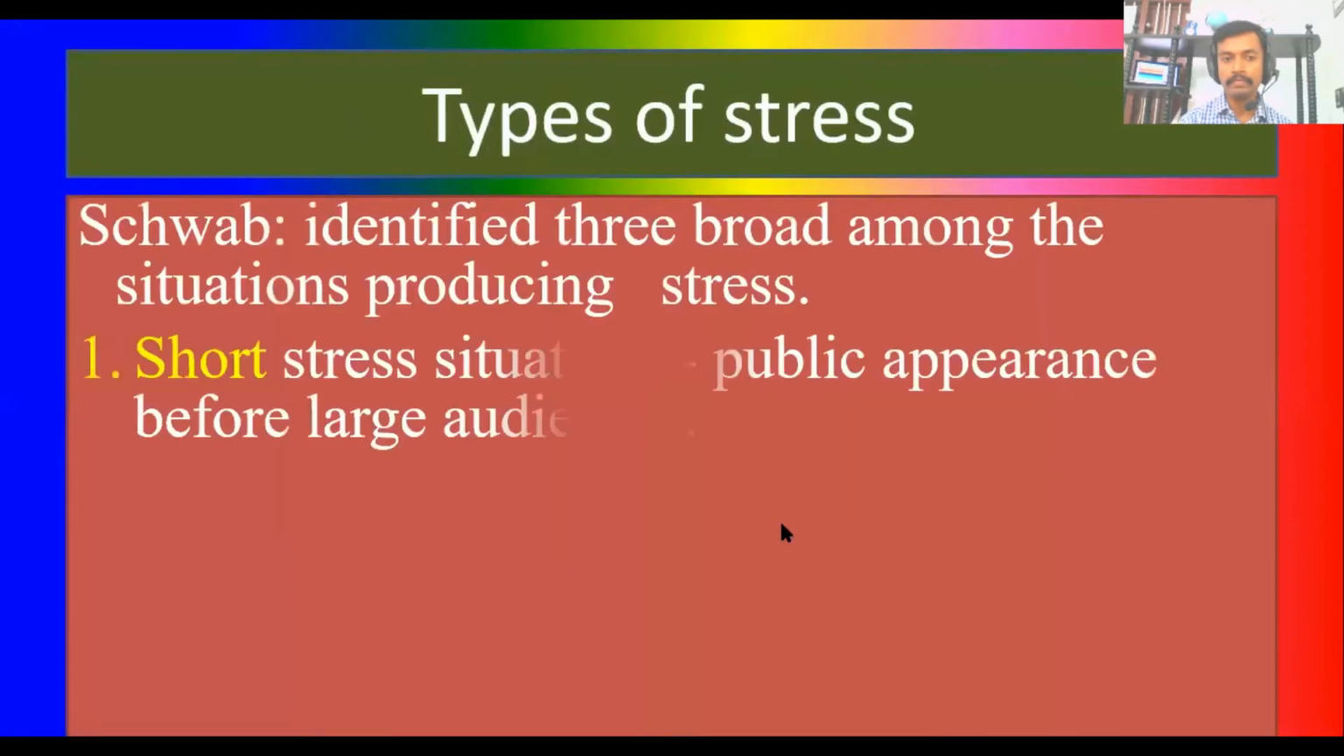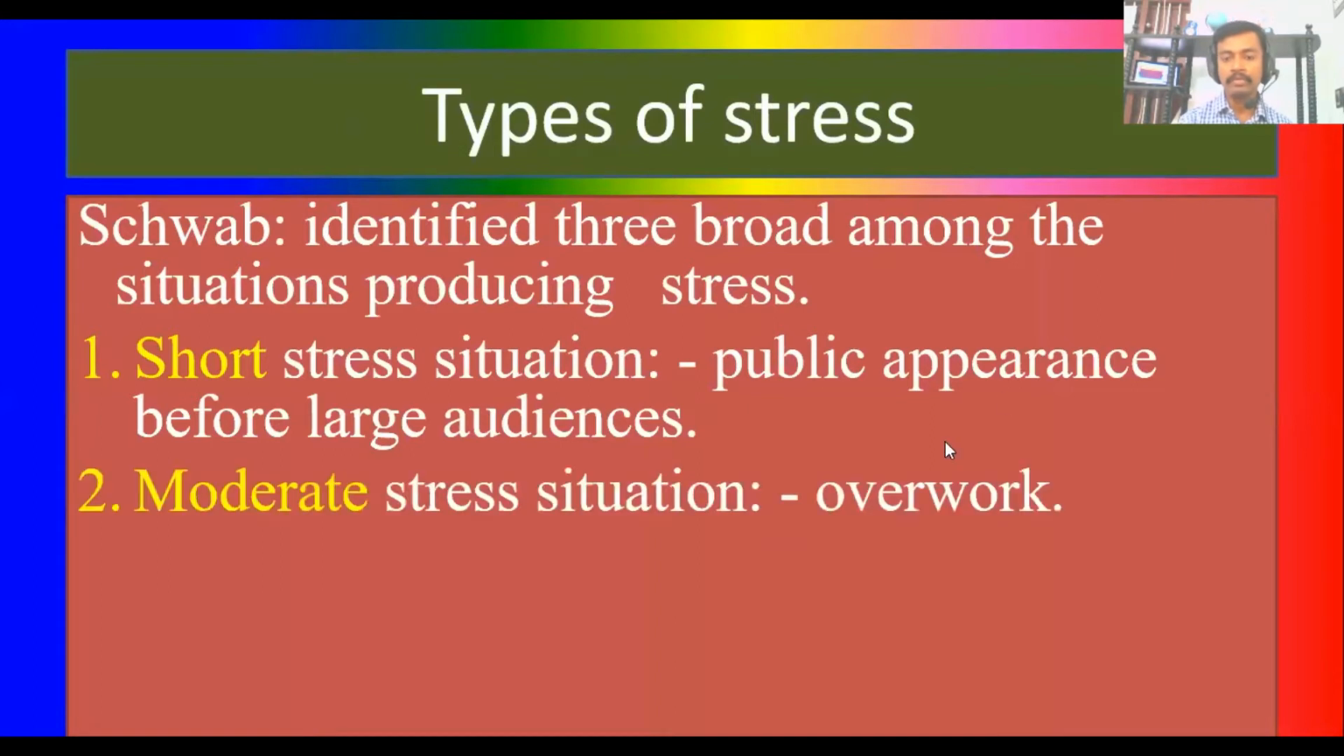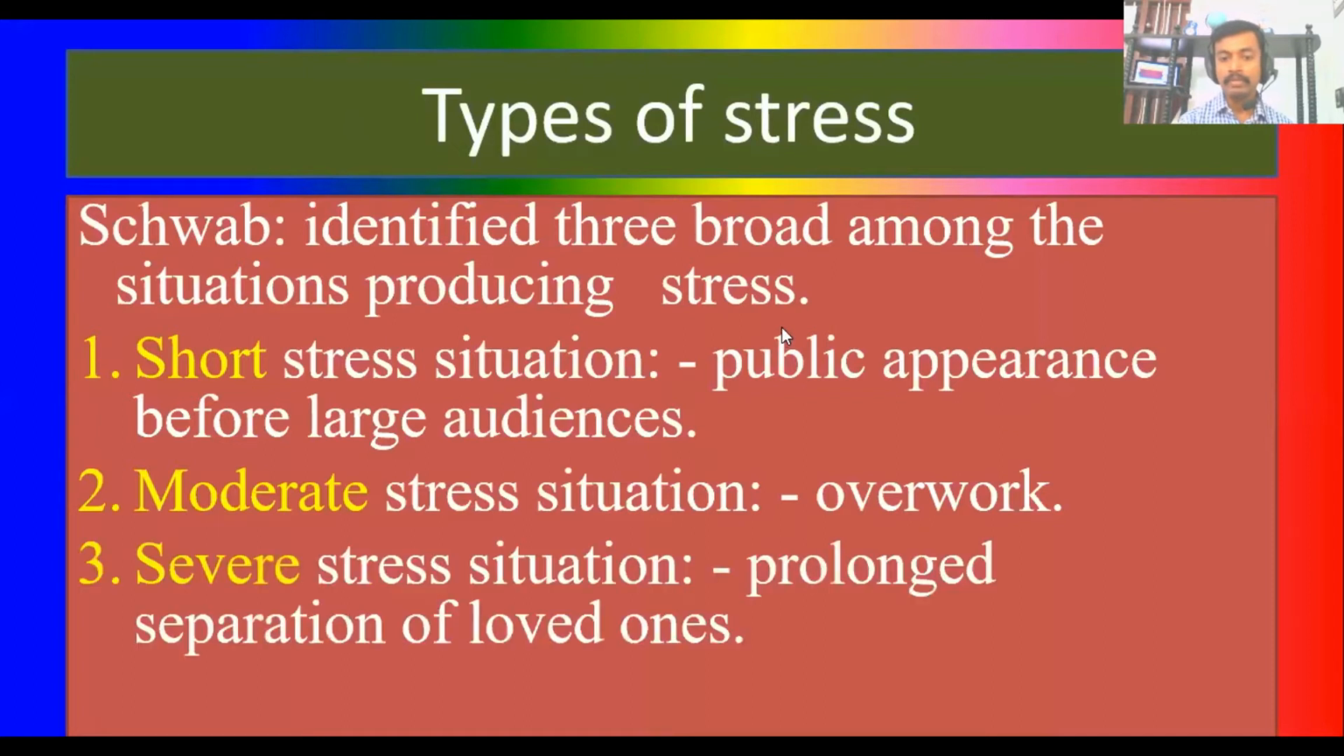Types of stress. The first type, short stress. Example, public appearance before a large audience. Everybody has this, the first time speaking in front of people. Second, moderate stress, maybe called overwork. For example, when you study more, or do other work systematically. Then severe stress, the prolonged separation from a loved one. Students, only severe stress causes diseases.